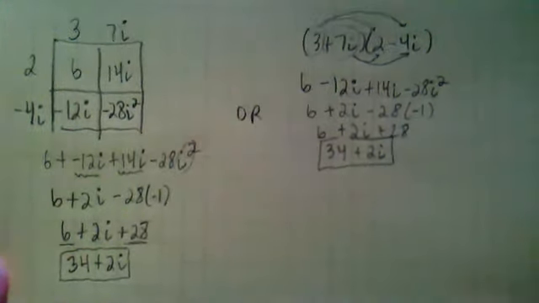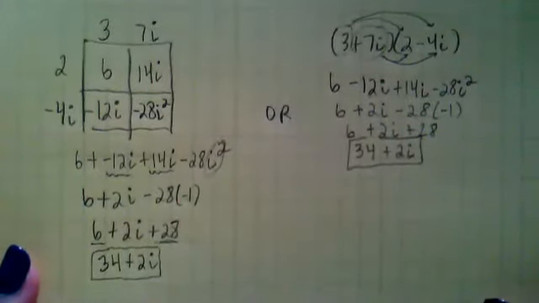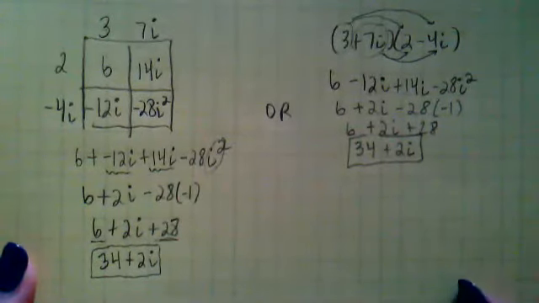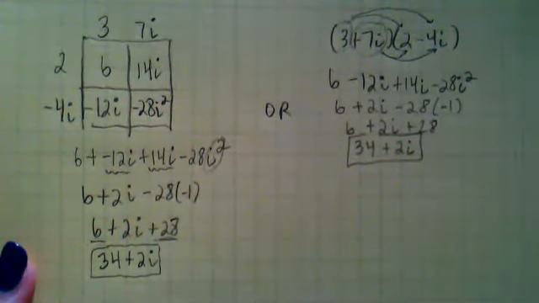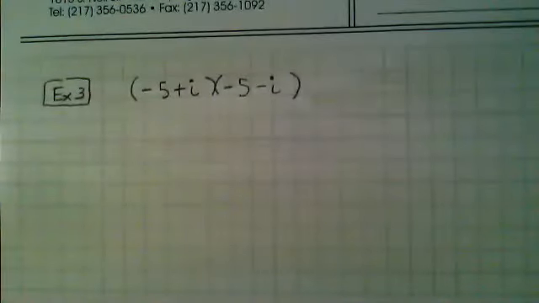Okay, so that's one of the bigger examples that we can go through. I'm going to do a couple more real quick. I'm not going to do both ways. I'll do one box method and one double distribution, just so you guys can see each, and have a few more examples to look at. Okay, so the next problem, example 3.